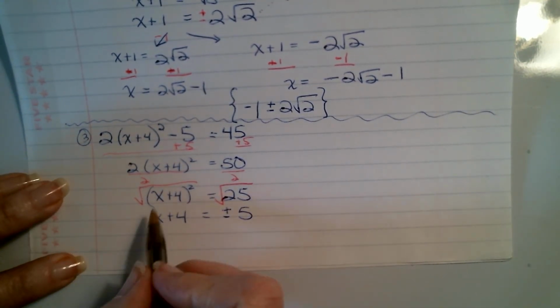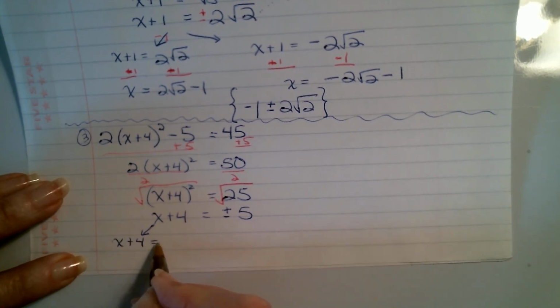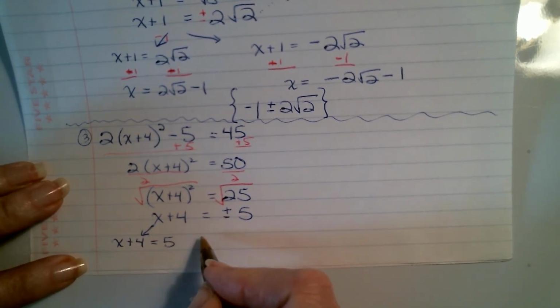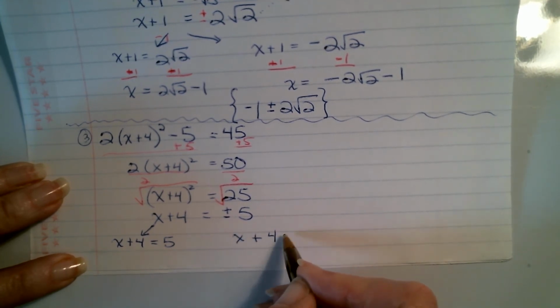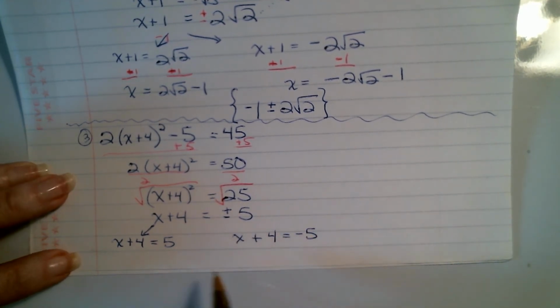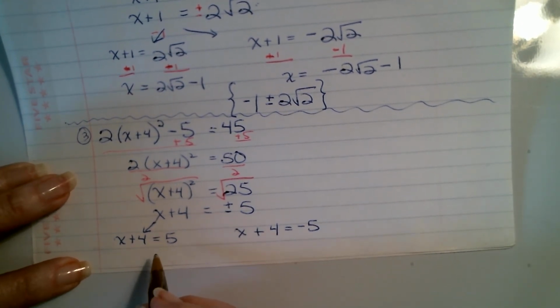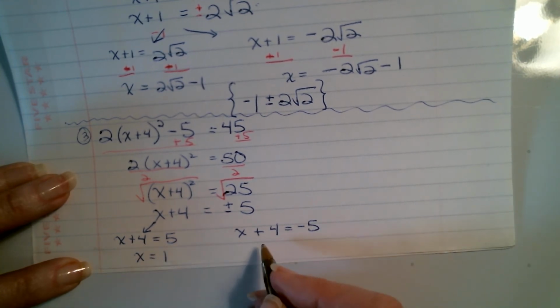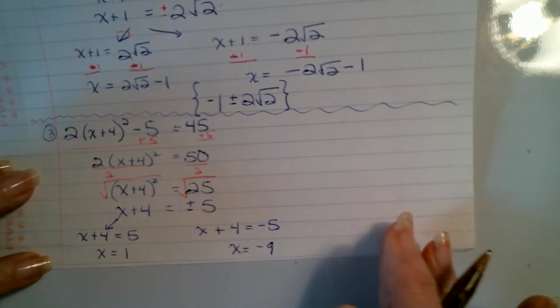Now, 2 ways. x plus 4 could equal plain old 5. x plus 4 could equal negative 5. It will equal these ones because it probably crosses that axis twice, right? All right, so if I subtract 4 from both sides, x is going to equal 1. If I subtract 4 from both sides here, x is going to equal negative 9.